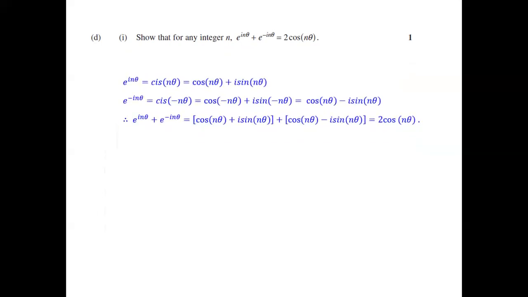For this particular part, part 1, it's actually proving that e to the i n theta plus e to the negative i n theta equals 2 cos n theta. So all I need to do is to use de Moivre's theorem: e to the i n theta is cos n theta plus i sine n theta, and e to the negative i n theta simplifies down to cos n theta minus i sine n theta. Adding the two equations, therefore, they prove the result.